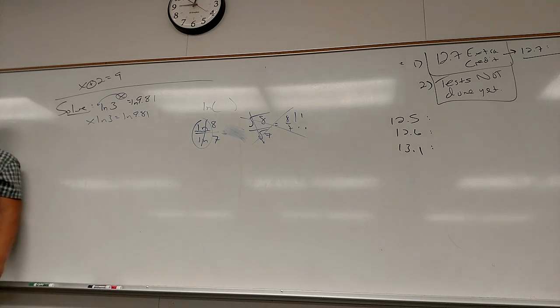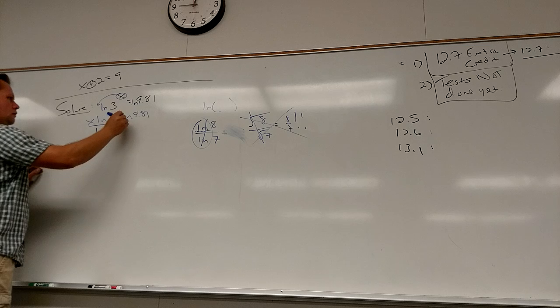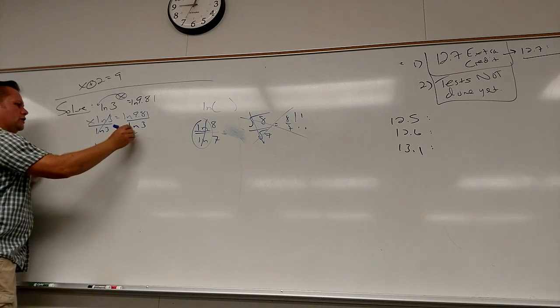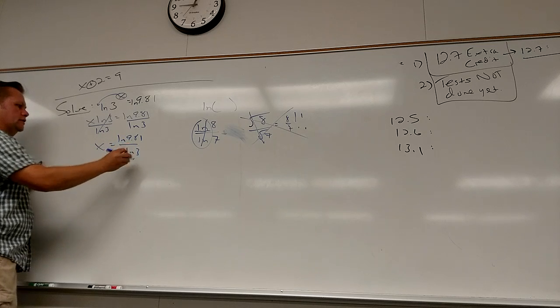And then what can I do to get x by itself? Natural log, divide by ln 3. So here's the exact answer: natural log of 9.81 divided by natural log of 3. That's the exact answer.